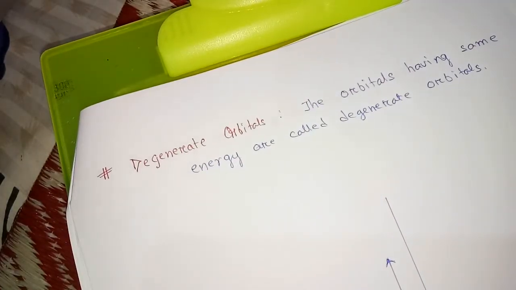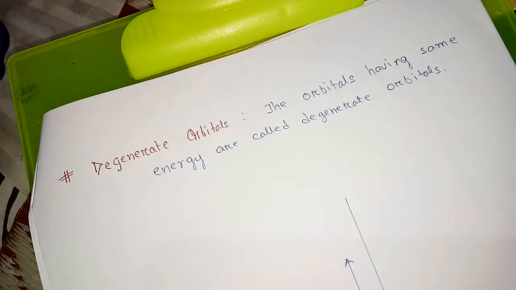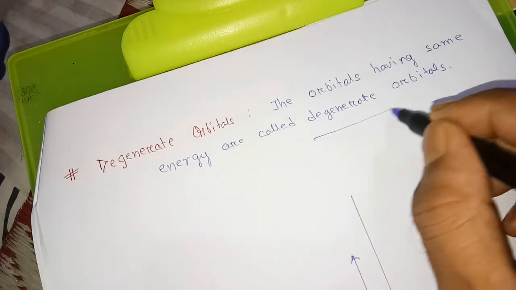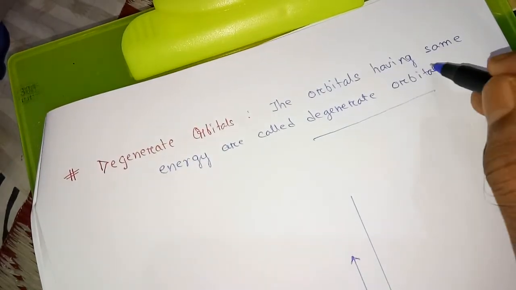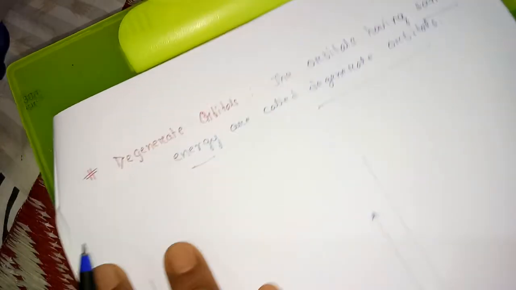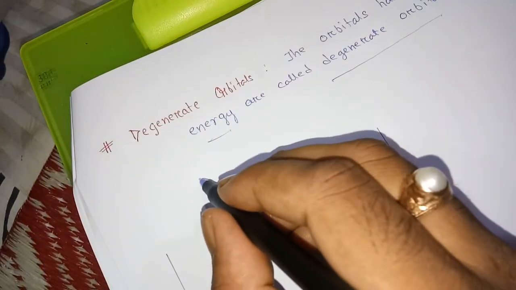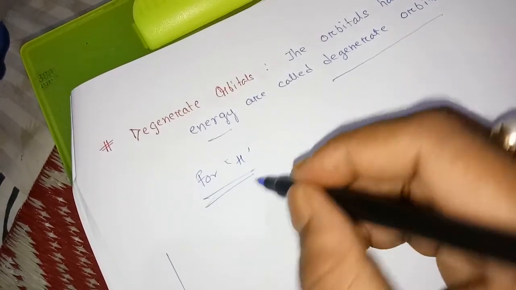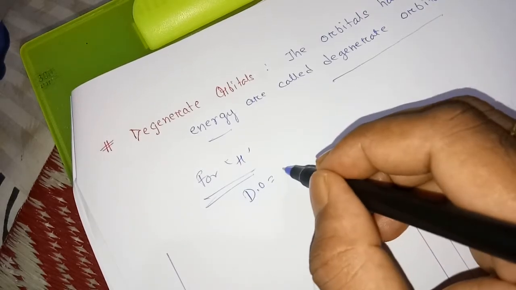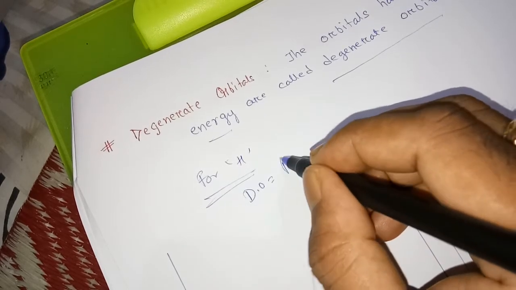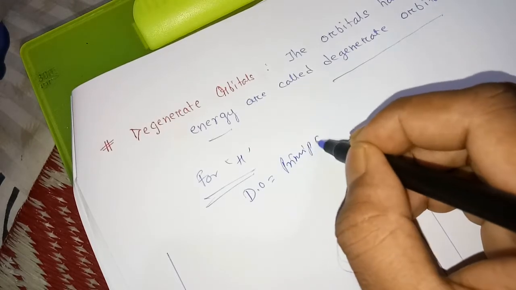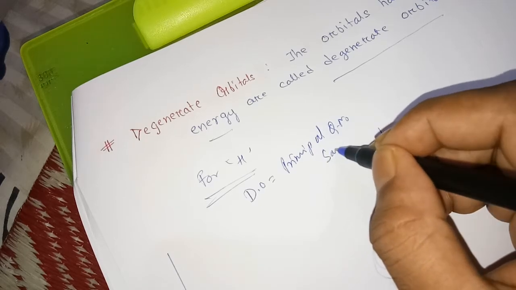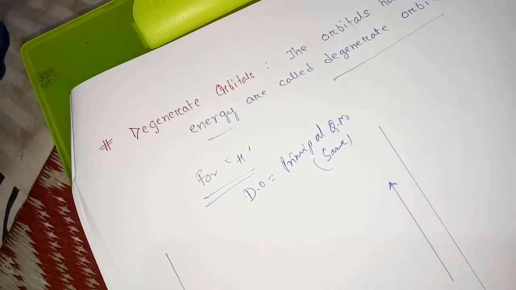Next one, we have to learn about degenerate orbitals. The orbitals having the same energy are called degenerate orbitals. For hydrogen, the degeneracy depends on the principal quantum number. If the principal quantum number is the same, then they are degenerate.